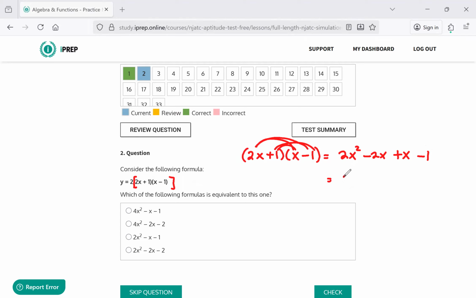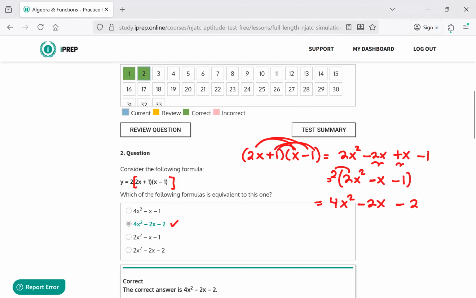Clean that up. That's going to be 2x squared, negative 2x plus 1x is negative x, minus 1. And then I distribute the 2 to everything. When I distribute that 2, it gives me 4x squared minus 2x minus 2. Is that going to be the second one? Not too bad. If you need to pause the video, go ahead. Pretty straightforward, right? The green means correct.